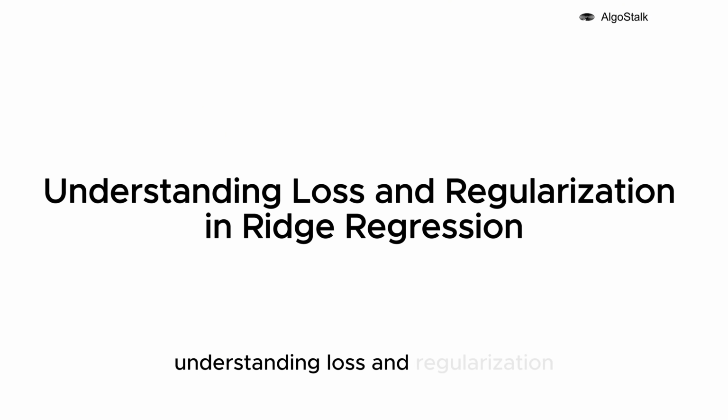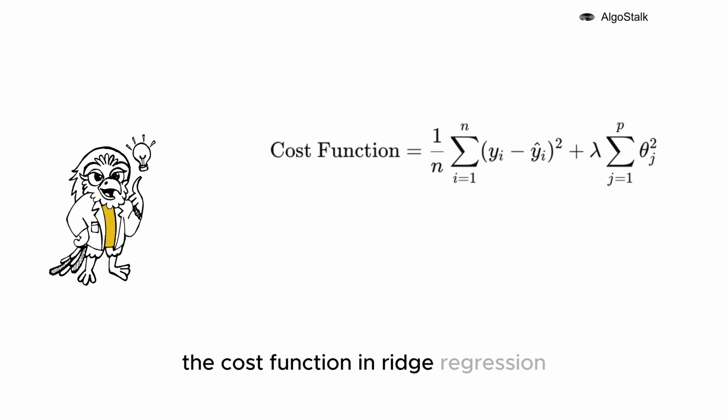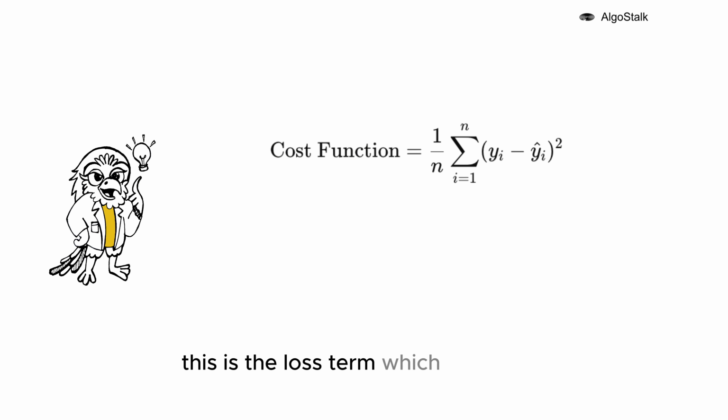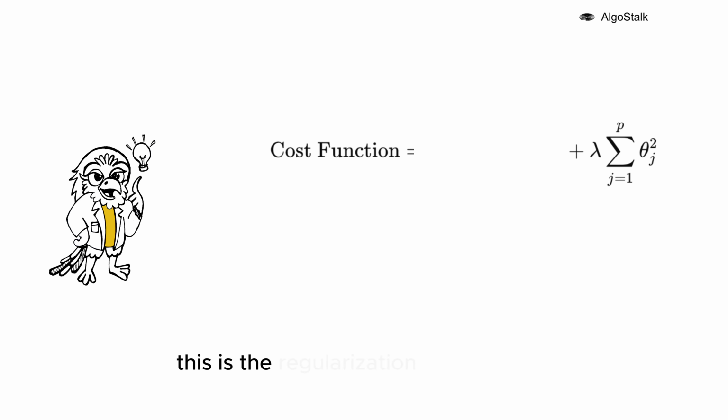Understanding loss and regularization. In Ridge Regression, the cost function with the L2 penalty is on the right. This is the loss term, which calculates the total error between the predicted values and the actual values. It measures how well the model is performing. A smaller value means the model's predictions are close to the actual values. This is the regularization penalty term that helps to shrink the coefficients to prevent overfitting.